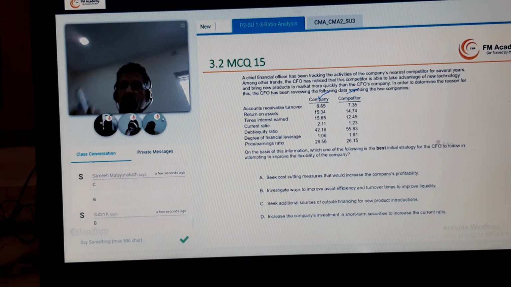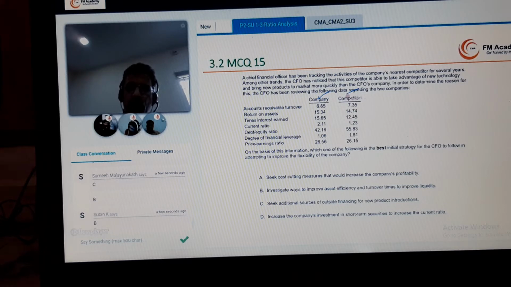So the CFO wants to really look at this ratio, company versus competitor, and then what is the best initial strategy just based on this information, right? When you go into that, you may see that what you are concluding may be wrong, but just based on the information given, what is the initial strategy for the CFO to follow in attempting to improve the flexibility of the company, right? There are some ratios, and if you want, you can really read.